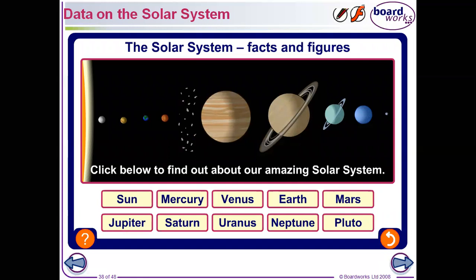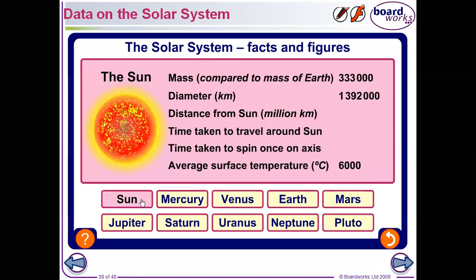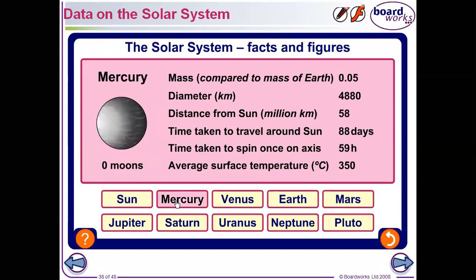Facts about the solar system. Okay, we've seen the sun. These are facts about the sun. Facts about Mercury, the smallest planet.